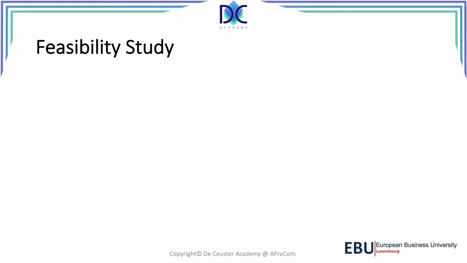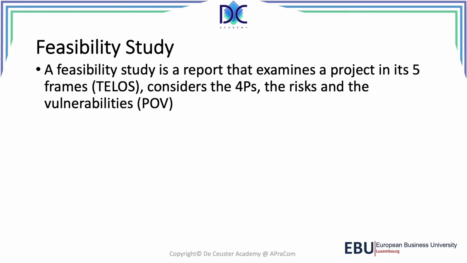Another element we can find when we're talking about projects is what we call a feasibility study. And a feasibility study is a report that examines a project in its 5 frames. We call them telos. It considers the 4 P's, the risk and the vulnerabilities of the project.